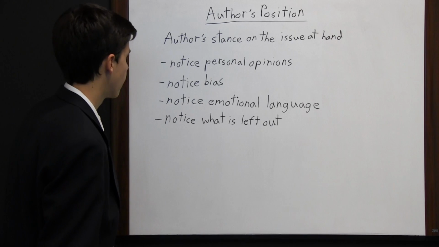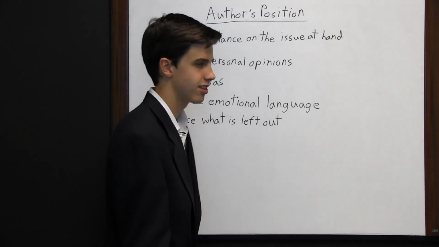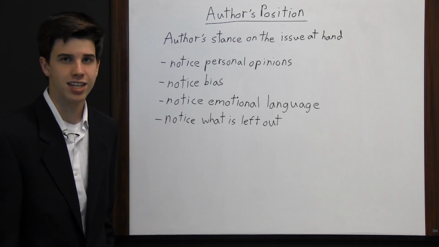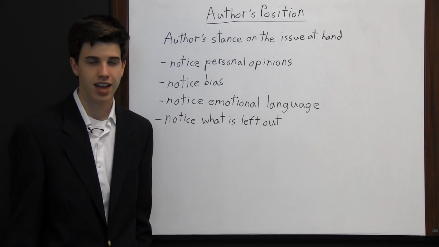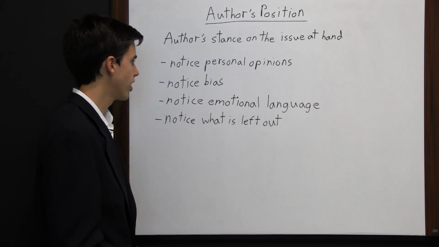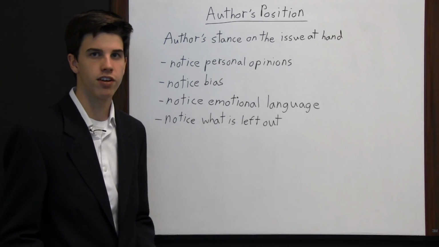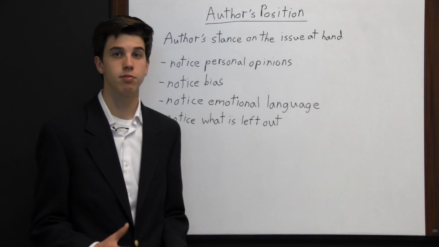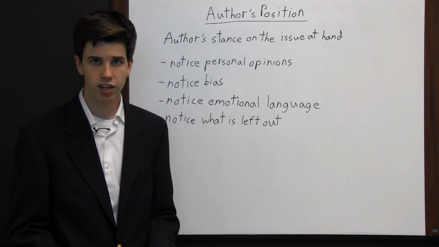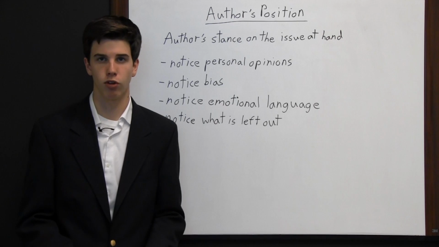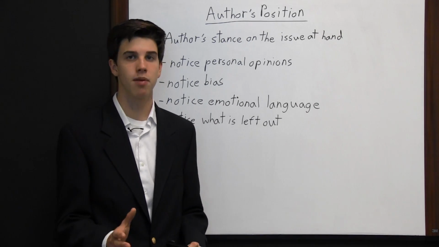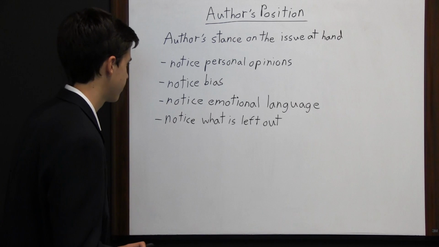So first of all, notice personal opinions. So this is basically noticing when someone is interjecting their own thoughts about something instead of actually putting fact in there. Notice bias. This is when someone words a sentence or a paragraph so that they portray something as being good or maybe portray something else as being bad. In other words, they're not giving fact anymore. The way they word something casts something into a negative light or makes something look very good or very positive.